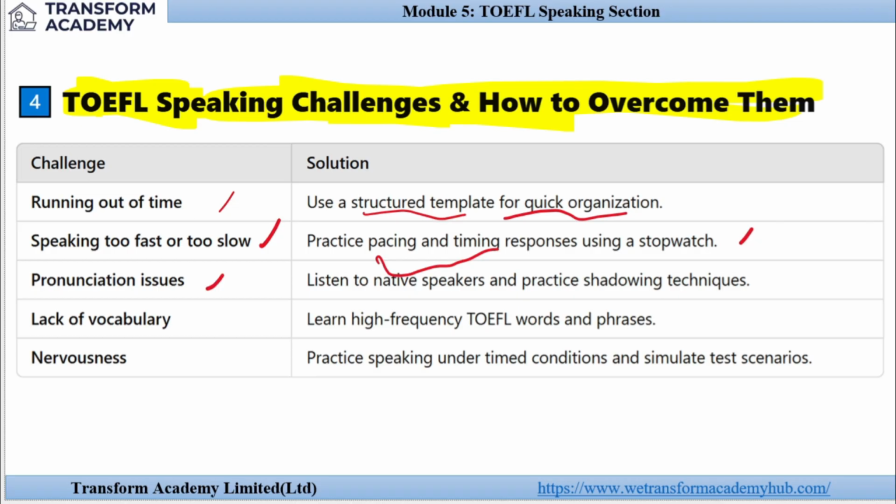Another challenge is pronunciation issues. So you have to listen to native speakers and practice shadowing techniques. You can repeat after them and keep practicing. Another challenge is lack of vocabulary. So you have to learn high frequency TOEFL words and phrases. Then another challenge is nervousness. So you have to practice speaking under timed conditions and simulate test scenarios.